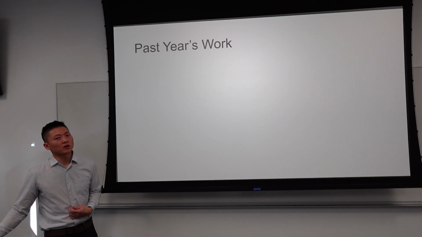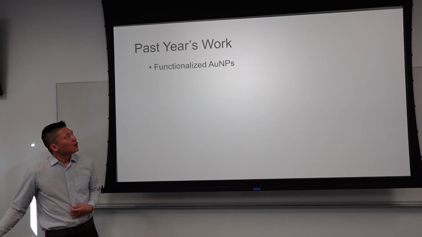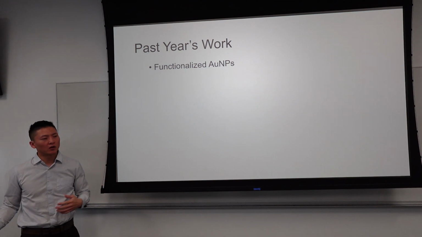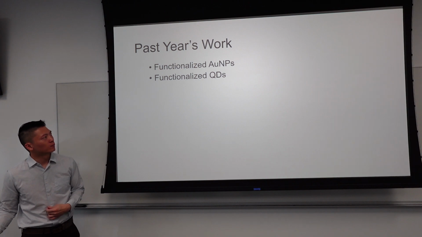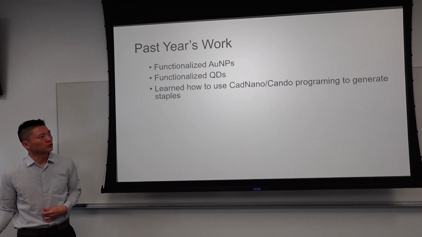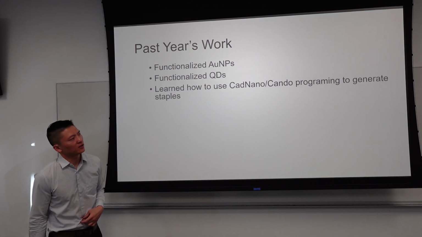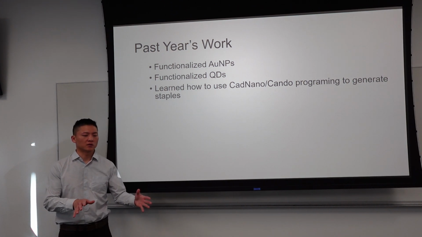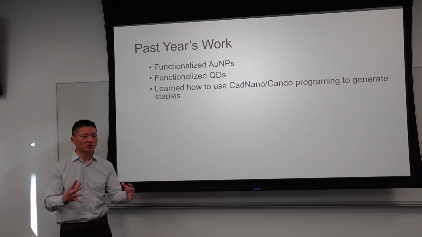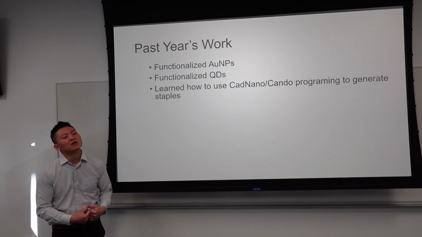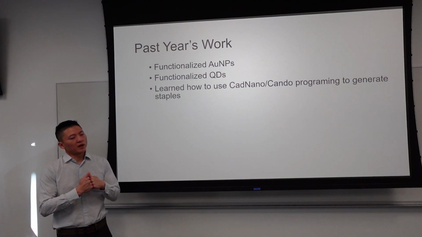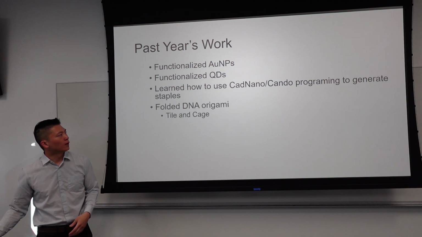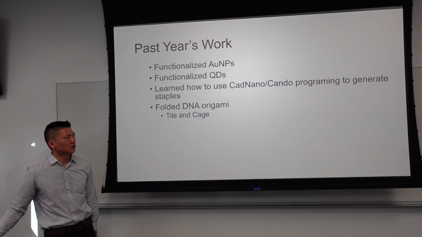All right, so let's now talk about my past year's work. Functionalized gold nanoparticles, something that our lab is familiar with doing. Functionalized quantum dots. Learned how to use cadnano and can-do programming to generate staples. This is important because eventually I do want to make my own cages with different cavity sizes, and so I need to be able to learn how to create a DNA origami. And then of course I folded DNA origami.